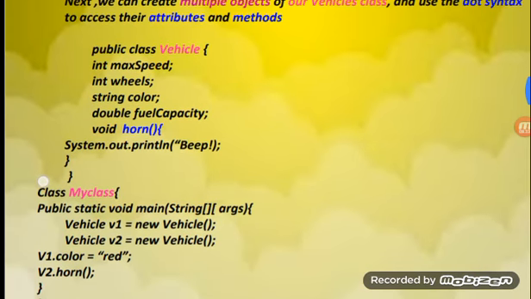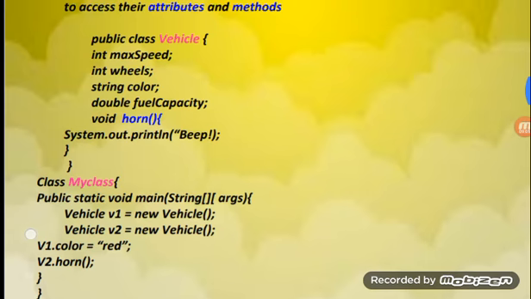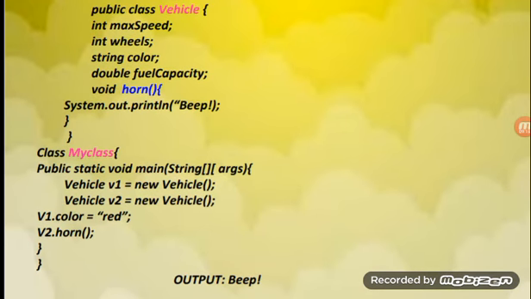Here, public is the access specifier, and the class name is Vehicle. I am taking the same example as above: integer maximum speed, integer wheels, string color, double fuel capacity, and void horn with System.out.println, and the horn has some sound, that is a beep, and then it ends with the two curly braces. After that, class MyClass. Compare the code above and below. Public static void main String args will be there.